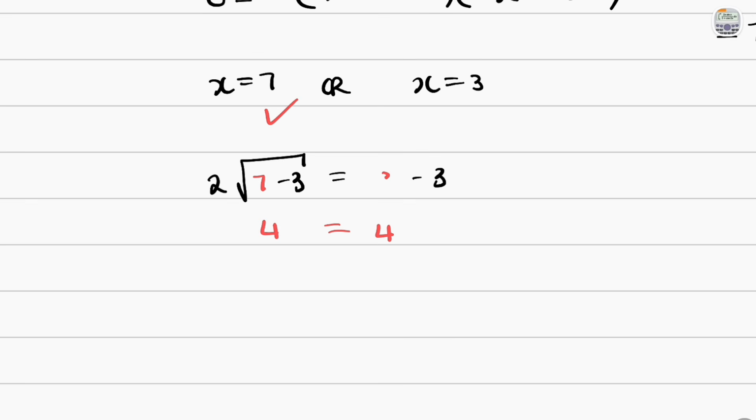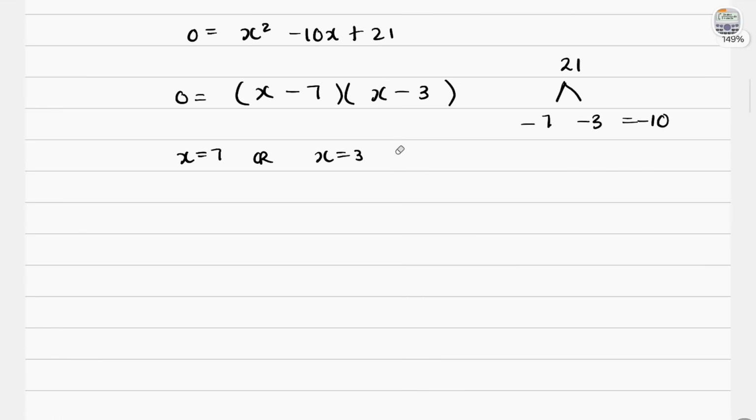Let's go ahead and try 3 and see if it really does make the left equal to the right. So you can already see 3 minus 3 is 0. And then square root of 0 is 0. 2 times 0 is still 0. And 3 minus 3 is indeed 0. So in this case, they both work. They're both solutions. And we can accept both. And that is our answer. Moving on to the next question.